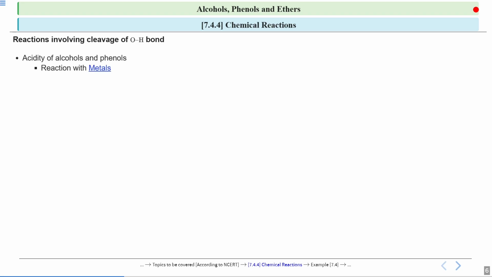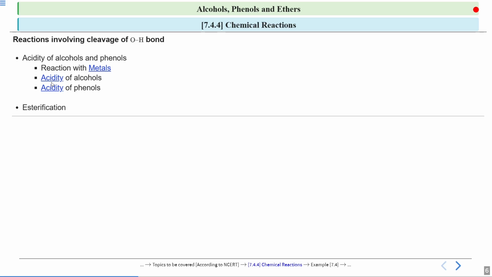Now, if I talk about acidity of alcohols and phenols, then we will see some reactions of alcohols and phenols. The first reaction that we will see is the reaction of alcohols and phenols with metals. Next, we will see acidity of alcohols. Next, we will see the acidity of phenols. And then we will see the esterification. So, all these reactions involve the cleavage of OH bond.